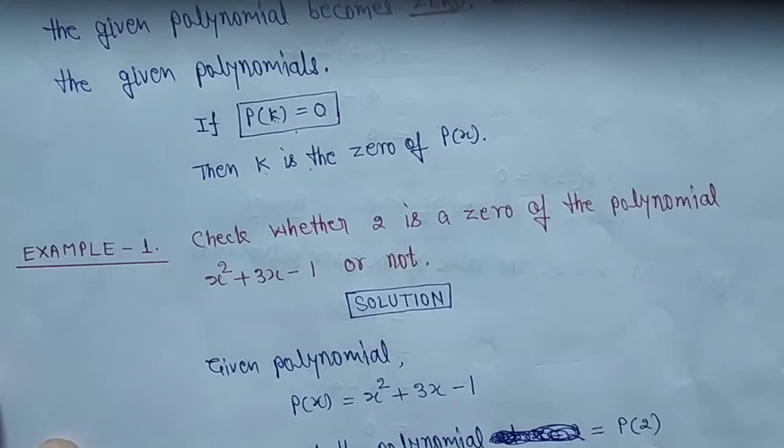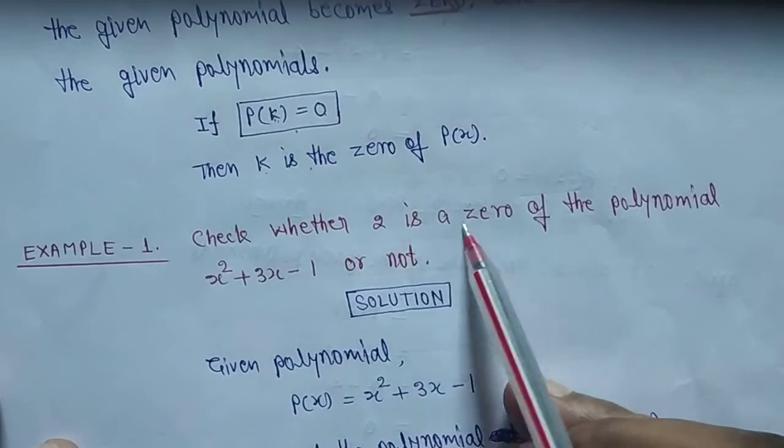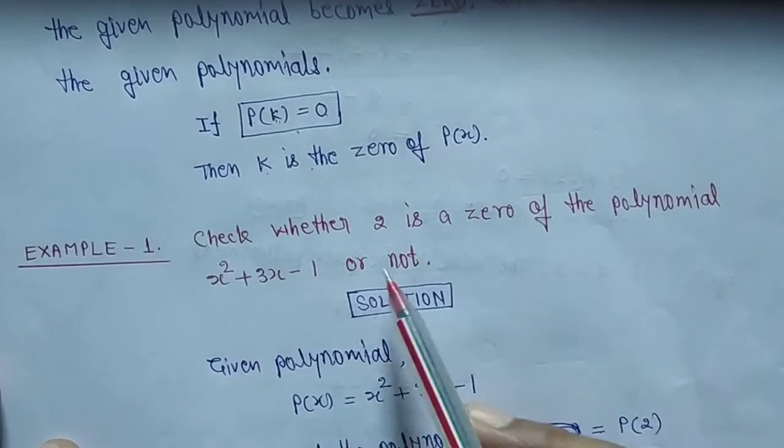Example number 1. Check whether 2 is a 0 of the polynomial this or not.